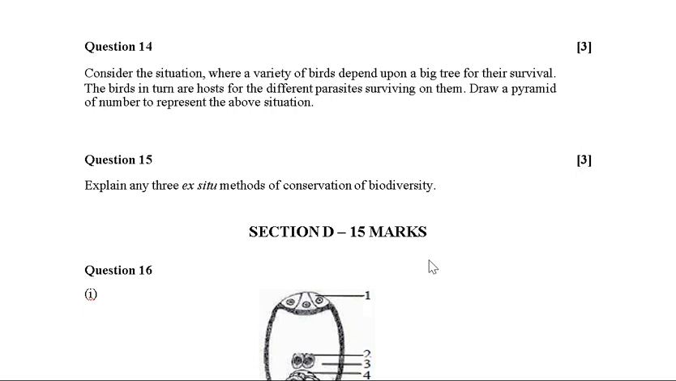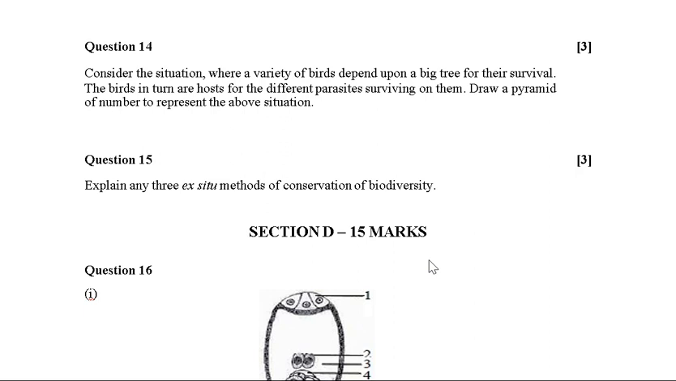Number 1, we can take sacred plants. Some endangered species of plants have been given the status of sacred plants. These are grown in homes, villages and religious places. Example, holy basil, that means tulsi. Second method, home gardens. A number of useful but endangered plants are grown in home gardens, like aloe vera, garden thyme, ajwain, tulsi, like that.